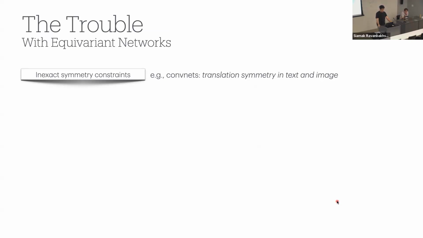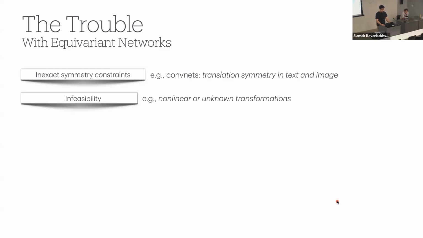So one is that a lot of times the symmetries of the domain are inexact. And so an equivariant network is sort of over-constraining the task. If, for example, we are using a ConvNet on text data or even on images, sometimes the assumption of having translation symmetry is not really exactly correct, depending on the task.